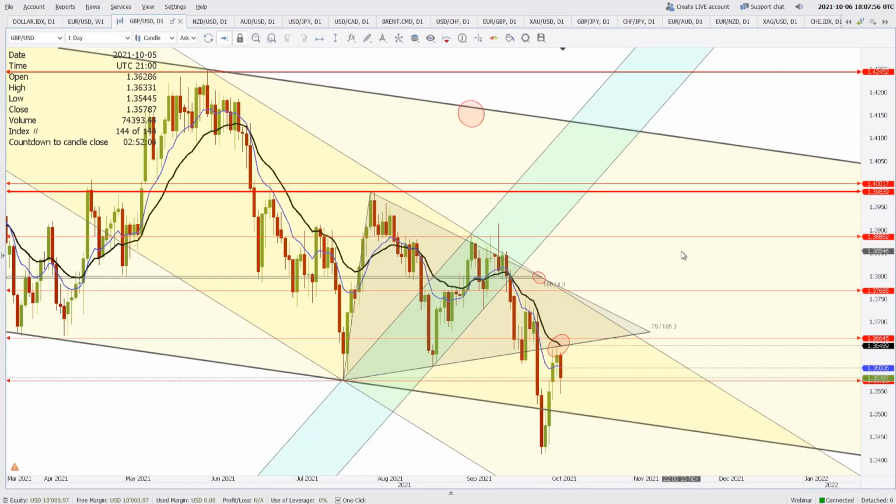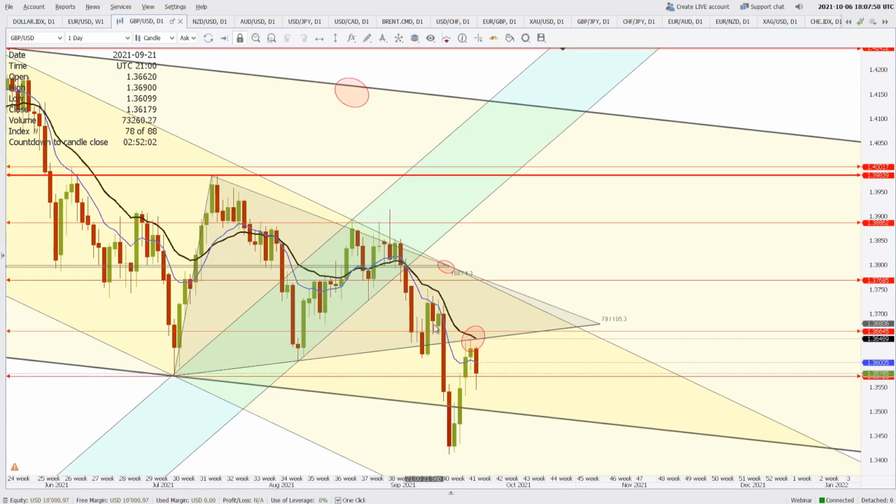Talking about the GBPUSD, no surprises here. A breakdown from the symmetrical triangle, then a retest of that level. Like I said, the 10 and 20 period moving averages tend to act as a good magnet. They tend to pull the price back to them, and then when the trend resumes, they start going away from each other.